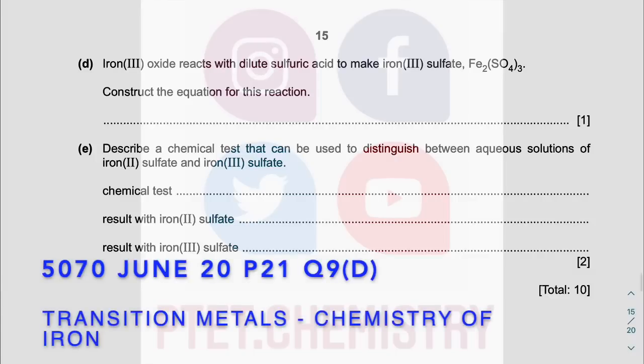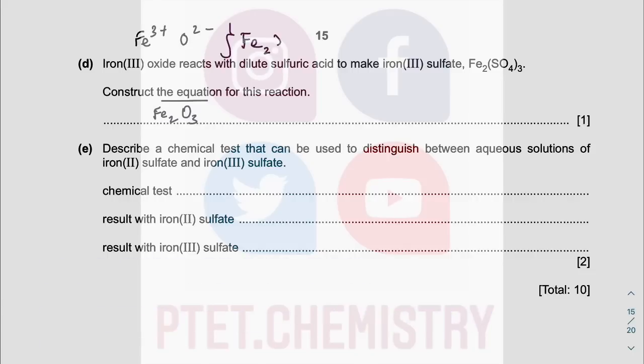Next bit, balancing equation. They didn't say balance the equation, but any equation that you write in chemistry, try to balance. No, in fact, not try. You have to balance, otherwise you will be penalized. Iron 3 oxide, so it's Fe3+ and O2-. In terms of valency, you know that you need to balance out the charge. So it's like plus 3 multiplied by 2, minus 2 multiplied by 3. That's why you have 3 for the oxygen and 2 for the iron 3.